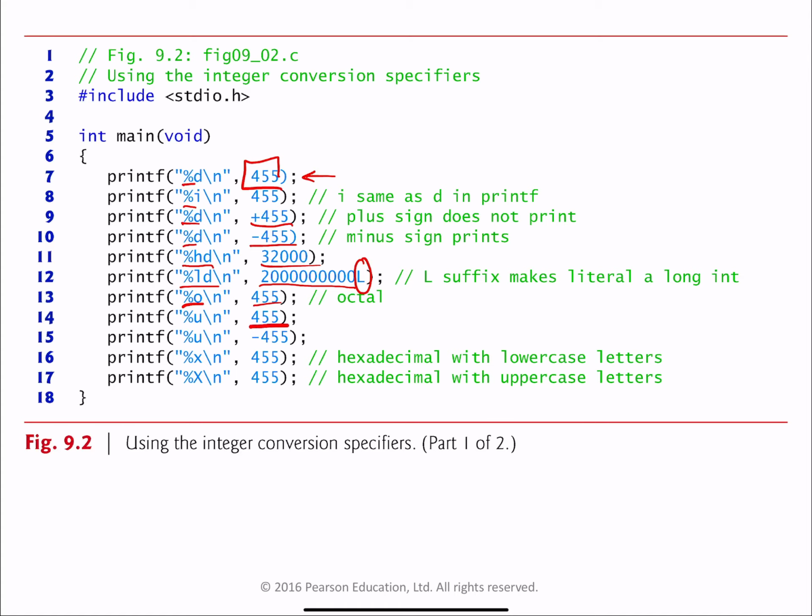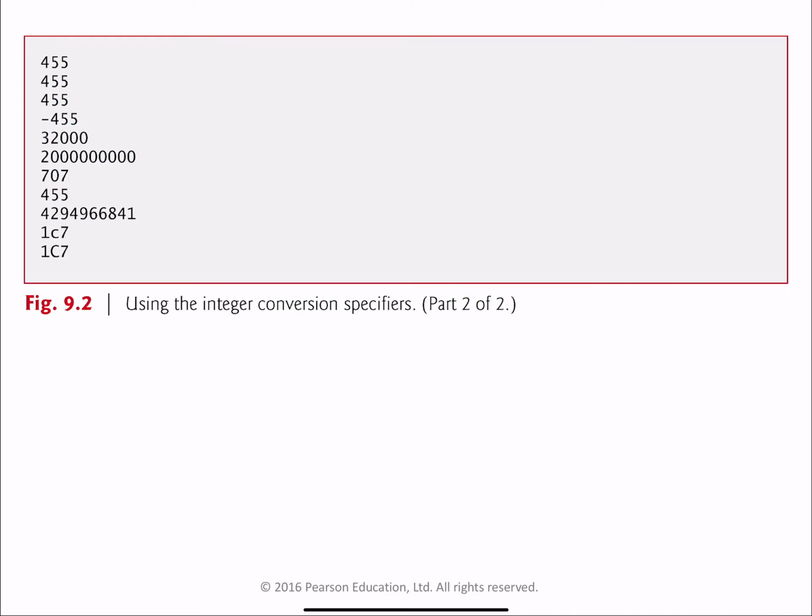To print out a number specifically as an unsigned integer, use %u. But if you pass a negative number and try to print that out as an unsigned integer, well, we'll see what the output for that is. It won't be 455. And you can print out 455, the decimal number, as a hexadecimal number with lowercase alphabetical digits, or 455 as a hexadecimal number with uppercase letters.